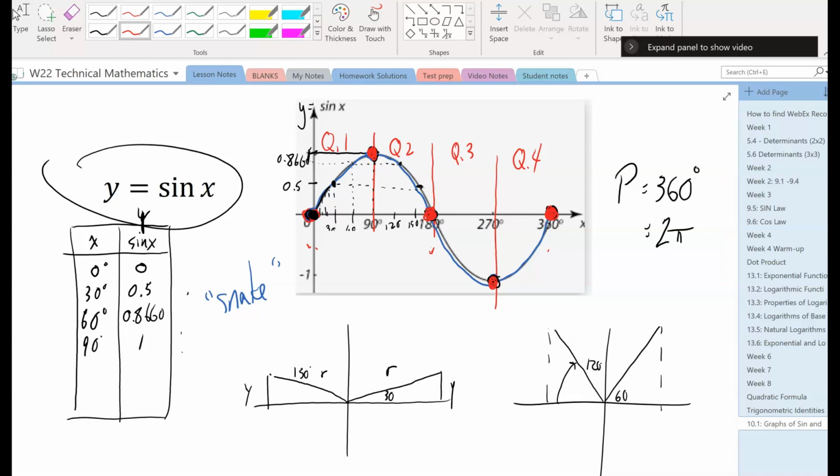The period of the function is how many degrees it takes for one wave, which is 360, or in radians, 2 pi.